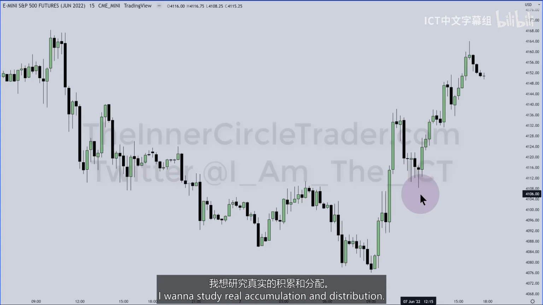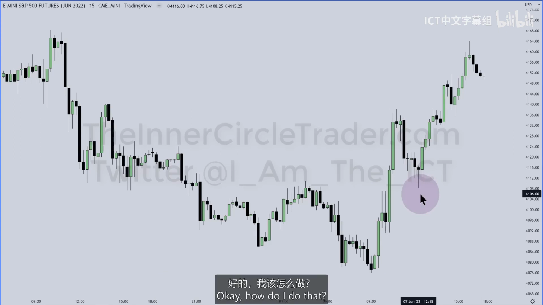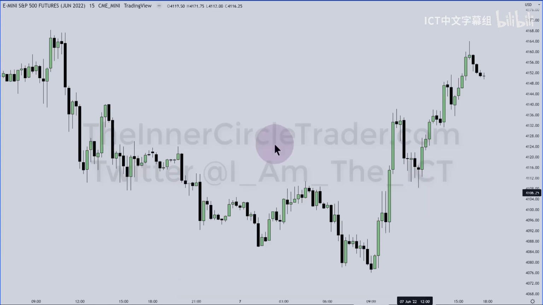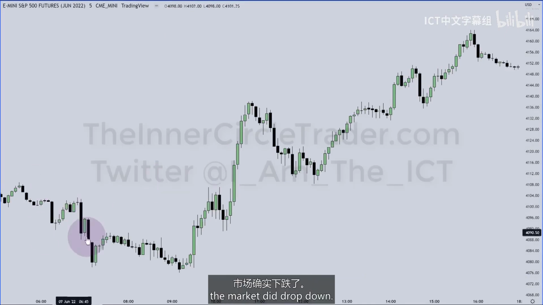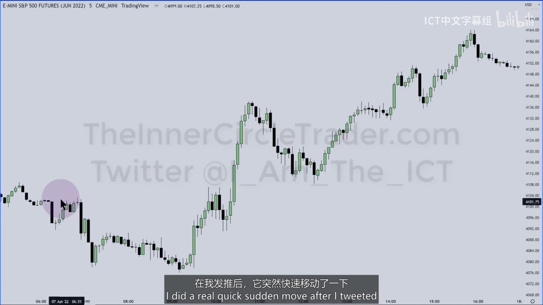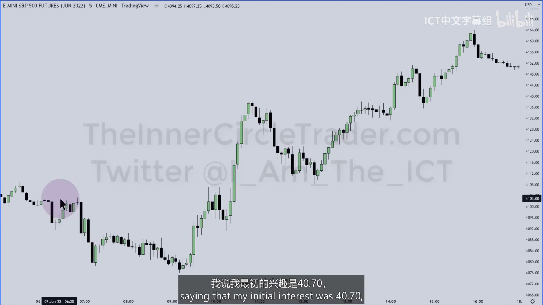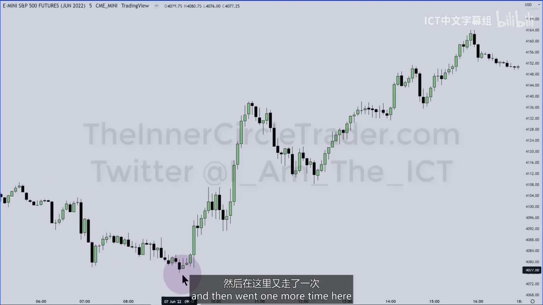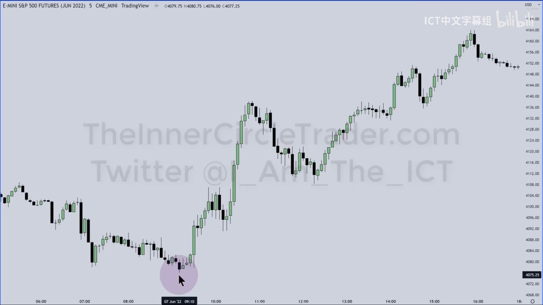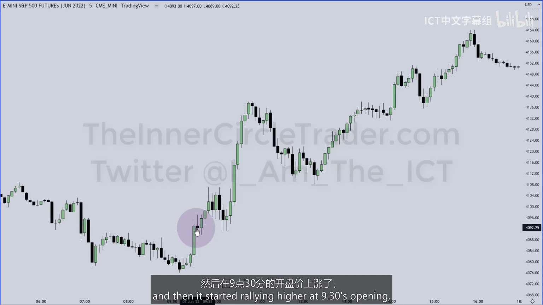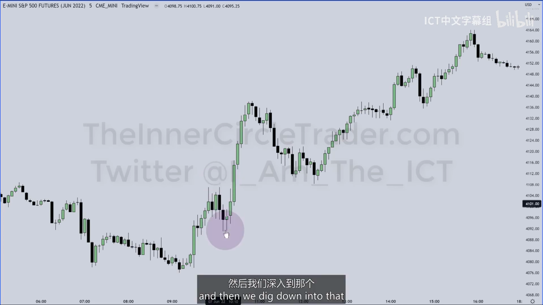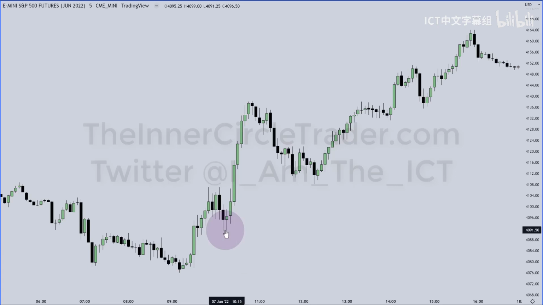I want to study real accumulation and distribution. Okay, how do I do that? I've already told you. We're going to go into a lower time frame, 5-minute chart. All right, so here's the 5-minute chart. As you can see, the market did drop down. It did a real quick, sudden move after I tweeted saying that my initial interest was 40.70, and it started drawing lower, and then went one more time here at 10 after 9, took out that short-term low there, and then it started rallying higher at 9:30's opening, and then we dig down into that 15-minute time frame fair value gap.